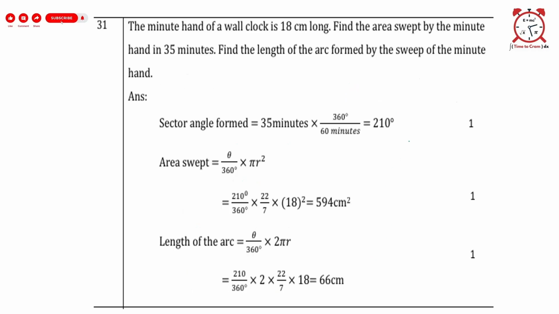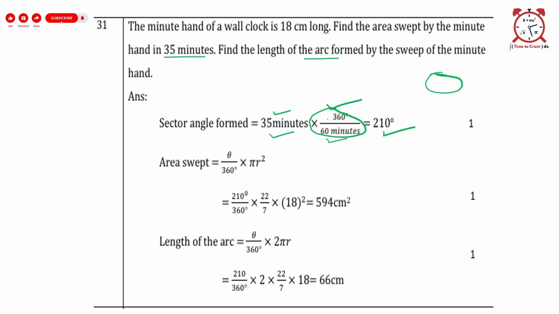Next, the minute hand of a wall clock is 18 cm long. Find the area swept by the minute hand in 35 minutes. Find the length of the arc formed by the sweep of the minute hand. Now, first of all, in 35 minutes, which sector angle is formed, that we have to find. Again, I am explaining this concept. We have to find the angle of the minute hand swept in 35 minutes.